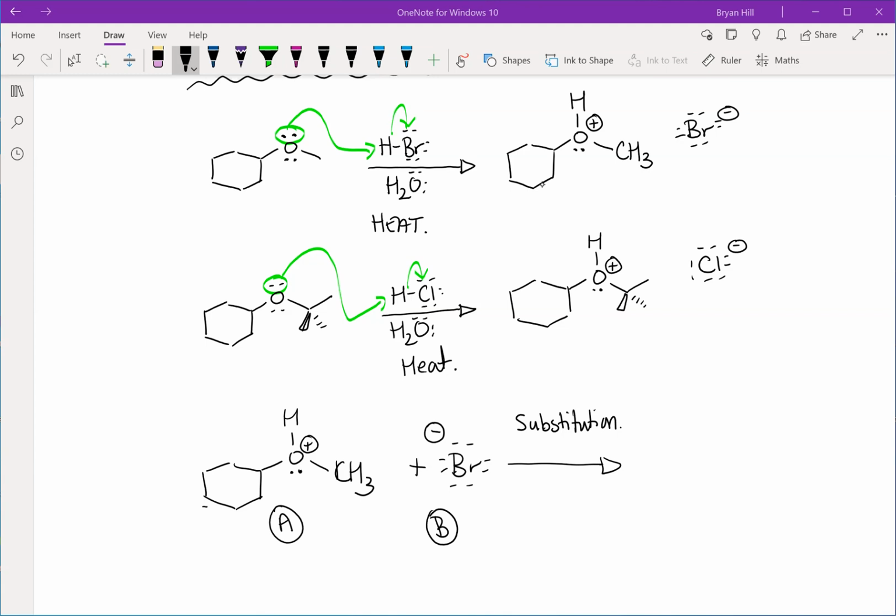If this was an SN1 reaction, the way that this would work is that we would have to move these electrons here like this, to generate a secondary carbocation and methanol. And then the bromine would come in and attack there. We couldn't do it the other way because the methyl with the positive charge is way too unstable.